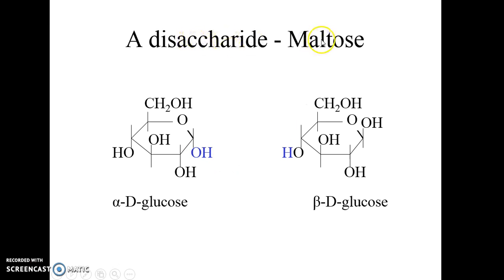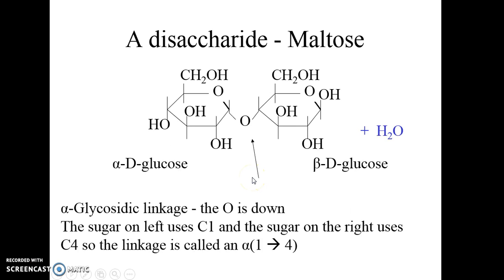So here's a disaccharide, maltose. Maltose is made of two glucose molecules condensed together. You have an alpha glucose and a beta glucose. See, that one's beta up and this one's alpha down. And we're going to remove the water. There's a condensation reaction giving maltose.